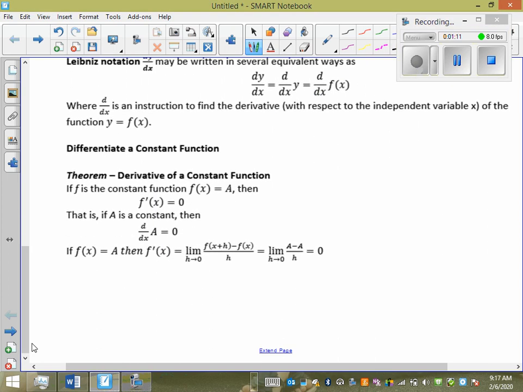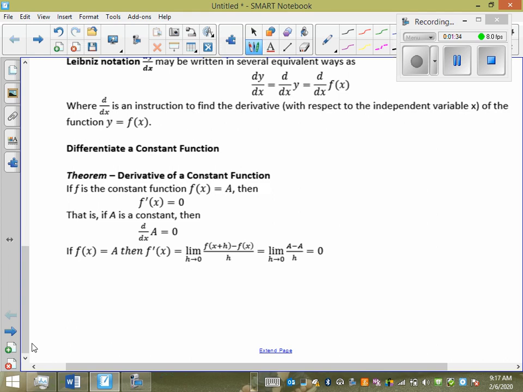So we're going to differentiate a constant function. A constant function is a function without a variable, right? So the theorem is the derivative of a constant function. If f is a constant function where f of x equals a, then f prime of x equals 0. So whenever we have a constant function like 7 or 5 or 6, and we take the derivative of those, they just become zeros. Why?